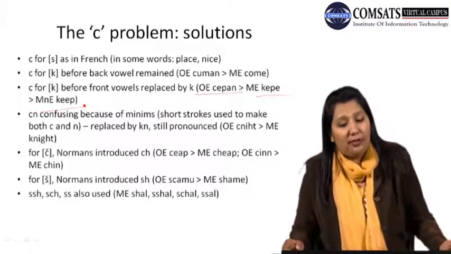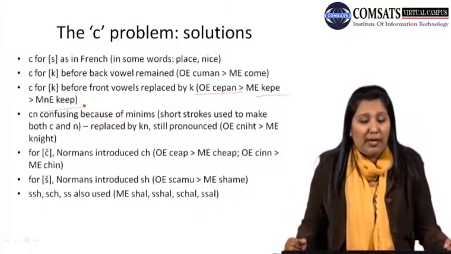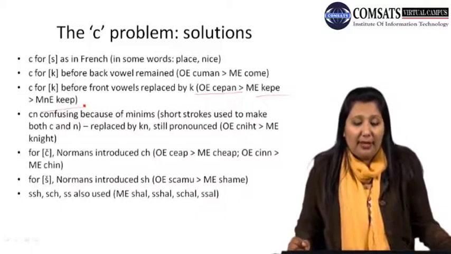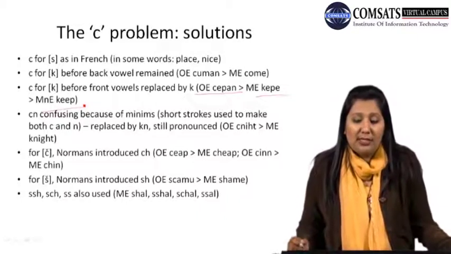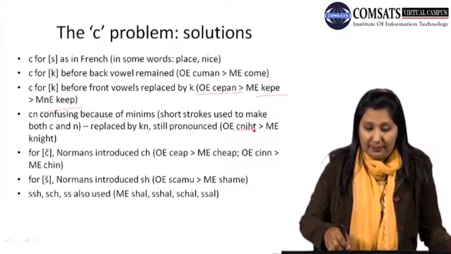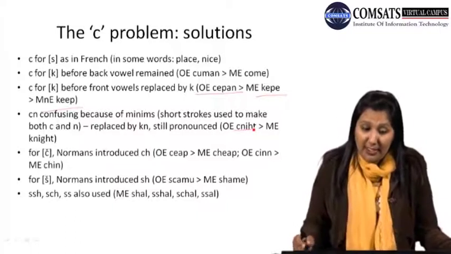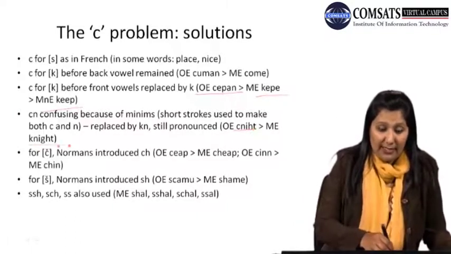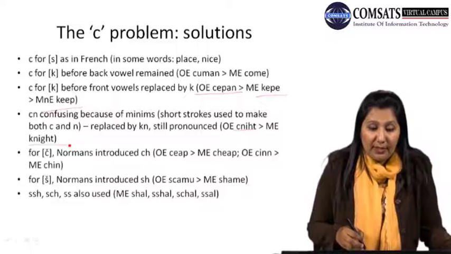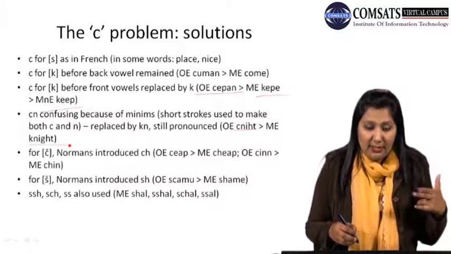CN was confusing because of the minims. Short strokes used to make both CN and replaced by kn, still pronounced, for example, in Old English as cniht, whereas in Middle English it was pronounced as knicht, k-ni-ch-t.